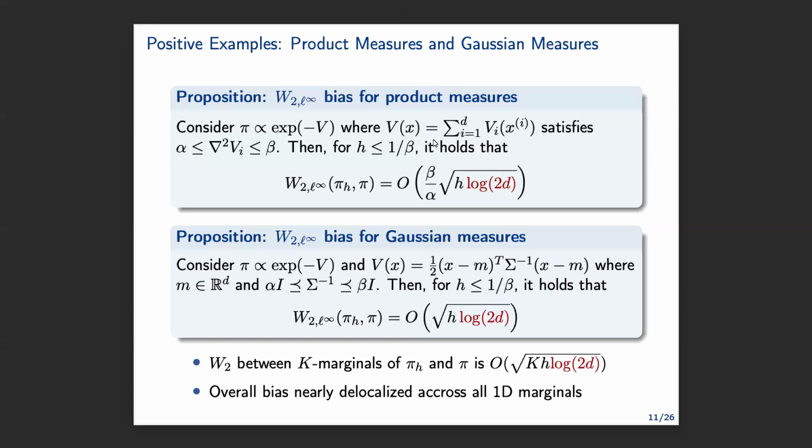The W_2 L-infinity bias between pi_h and pi will scale with log 2d rather than d. If we replace the W_2 L-infinity by the standard W_2, we get d instead of log 2d, but with the L-infinity metric we get log 2d. So for this metric you get some benign dimension dependence, and this in turn implies that the W_2 between any k marginals of pi_h and pi is of order kh log 2d. So h only needs to be 1 over k up to log d to get the desired accuracy in the k marginals.